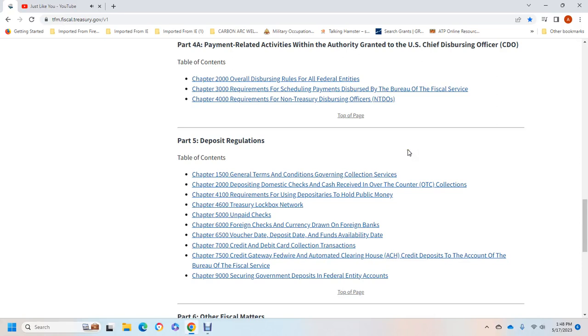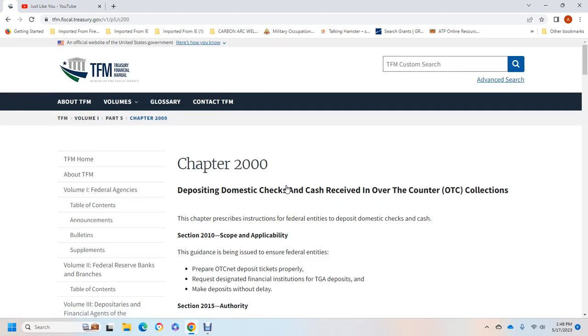Alright, Treasury Financial Manual, Volume 1, Part 5, Depository Regulations, Chapter 2000, Depositing Domestic Checks and Cash Received in Over-the-Counter Collections. This chapter prescribes the instructions for federal entities to deposit domestic checks and cash. Section 2010, Scope of applicability.